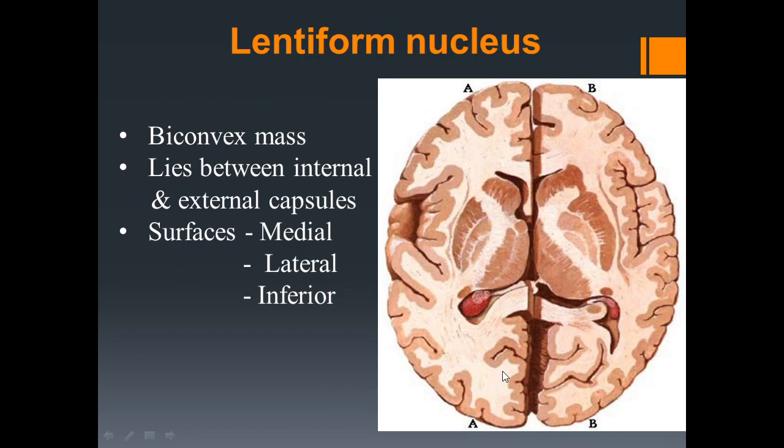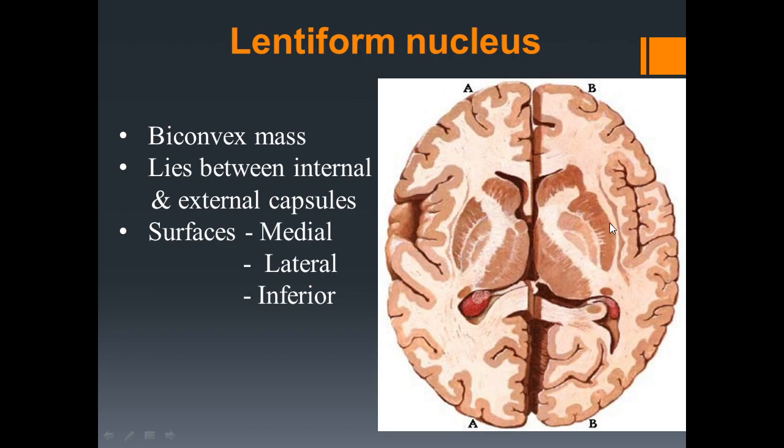Now the next nucleus is the lentiform nucleus. Now this lentiform nucleus is a biconvex mass. Now here this is the horizontal section of the cerebrum. So these are the two cerebral hemispheres. In this picture, this is the thalamus. This is the caudate nucleus. And here this is the lentiform nucleus. So between the thalamus and the lentiform nucleus, you can see the internal capsule, which is a bundle of white fibers.